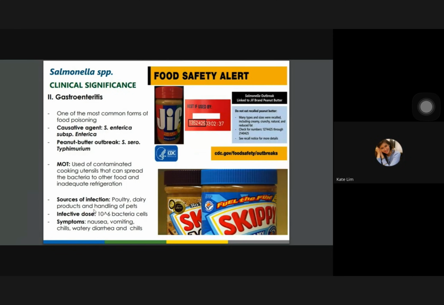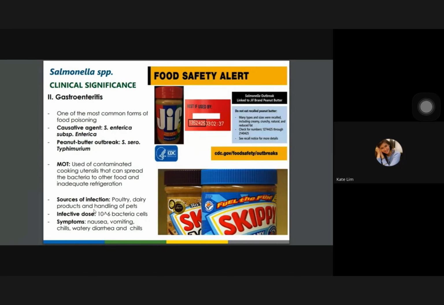If you're familiar with the peanut butter issue, the Jif peanut butter outbreak. To illustrate how serious these infections can be, in recent years, there was a significant recall of Jif peanut butter. That brand of peanut butter was recalled because of a possible contamination with salmonella. But then again, the news came too late. Most of the people already bought the Jif because Jif is famous in the United States.